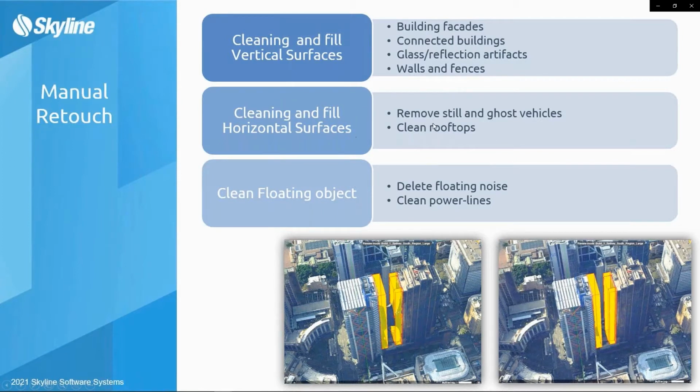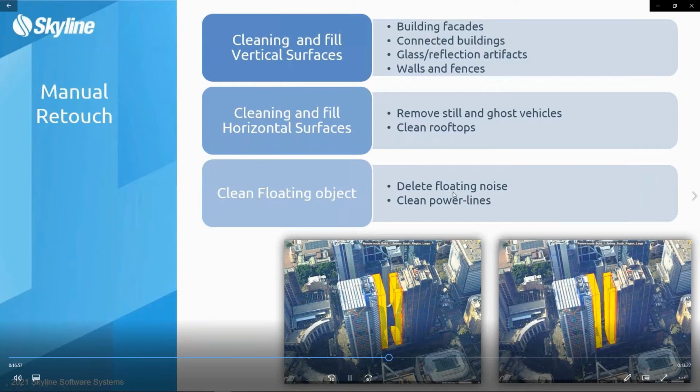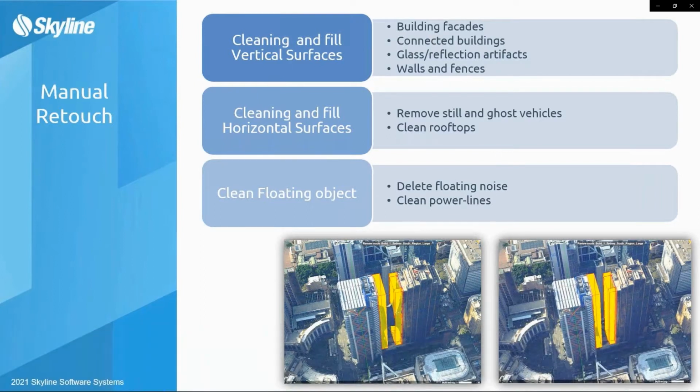It can also clean horizontal surfaces or slope surfaces such as rooftops or roads, any areas that might have some noise or some bumps due to moving cars, or just something that wants to be flattened out. And you can also remove floating noise in data sets that have floating power lines or just trees that you don't want to have included in the data set, certain noise that is not a part of the final measurement requirement.